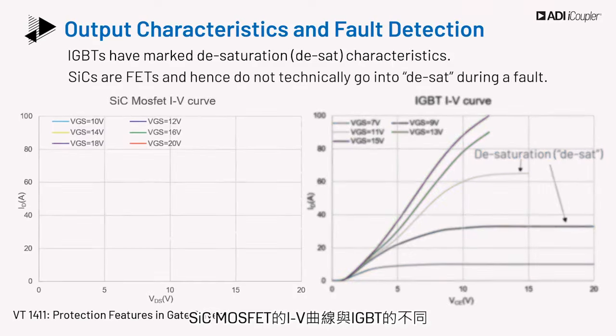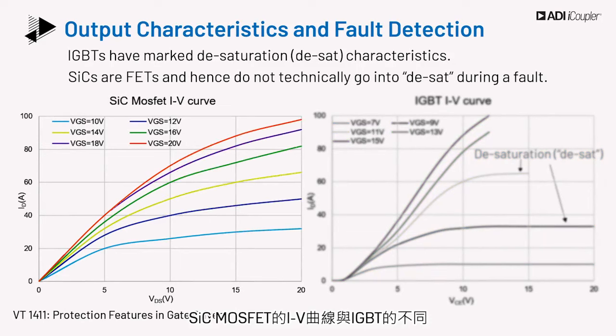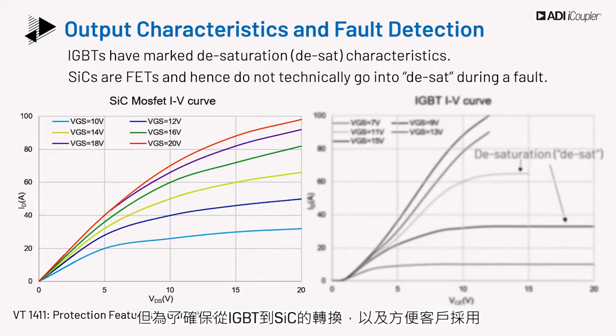The SiC MOSFET IV curve is different from that of the IGBT. SiC devices are MOSFETs, and hence do not go into desaturation. Even then, the IV curve of the SiC MOSFET is such that there is no flat desaturation like in IGBTs. But to ensure transition from IGBT to SiC, and for ease of adaptability for customers, protection circuits for SiC devices may still be referred to as desaturation detection.